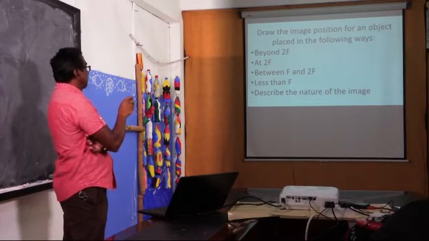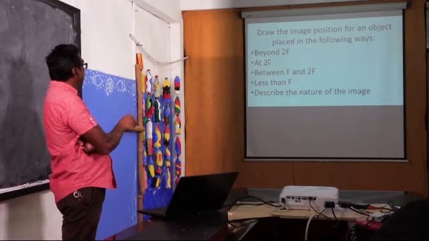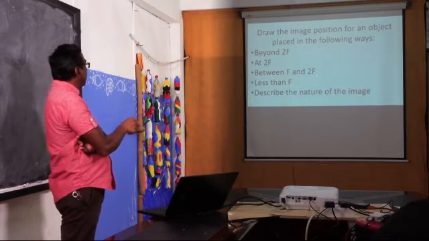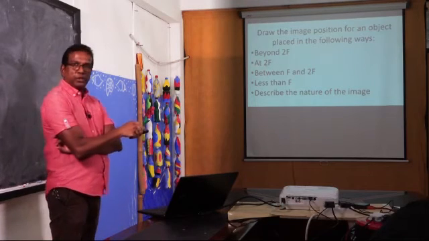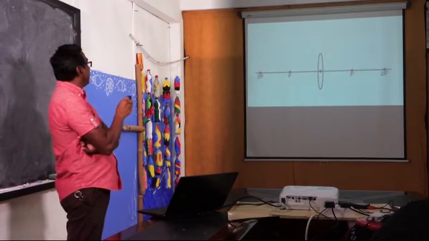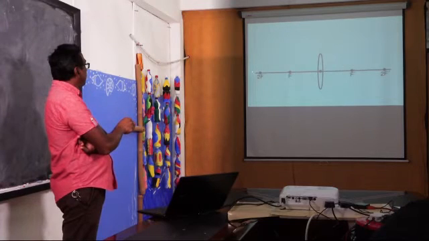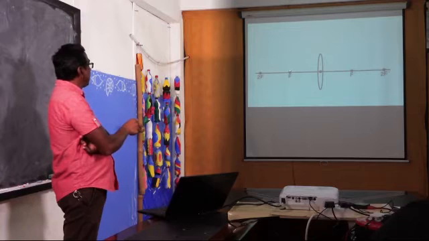Image position of an object placed in the following ways: beyond 2F, 2F, between F and 2F, less than F. And you describe the nature of the image. If you do it, again, beyond 2F, 2F, between F and 2F, less than F.